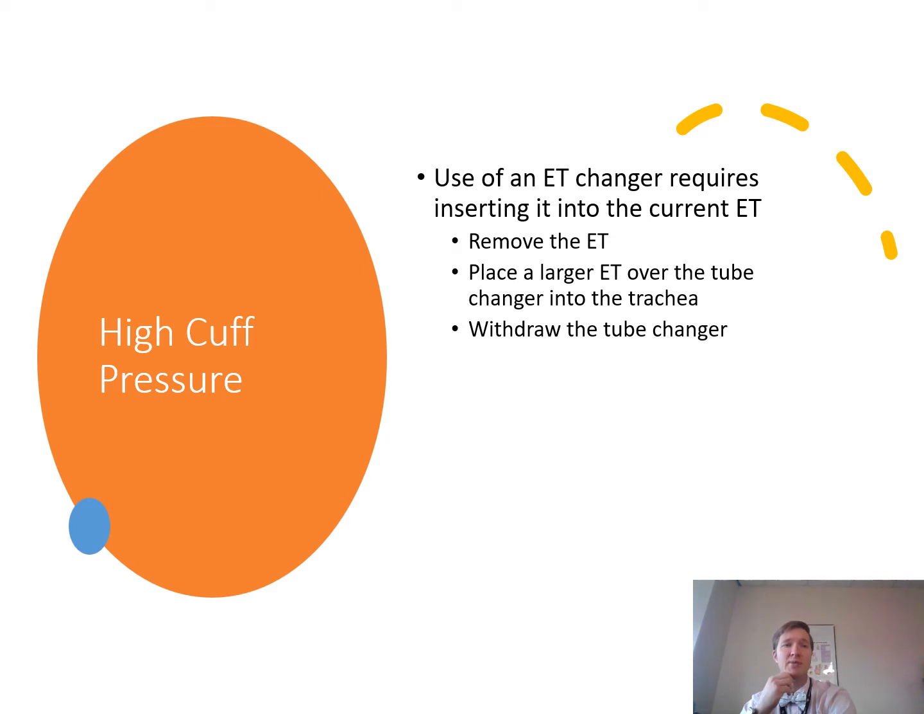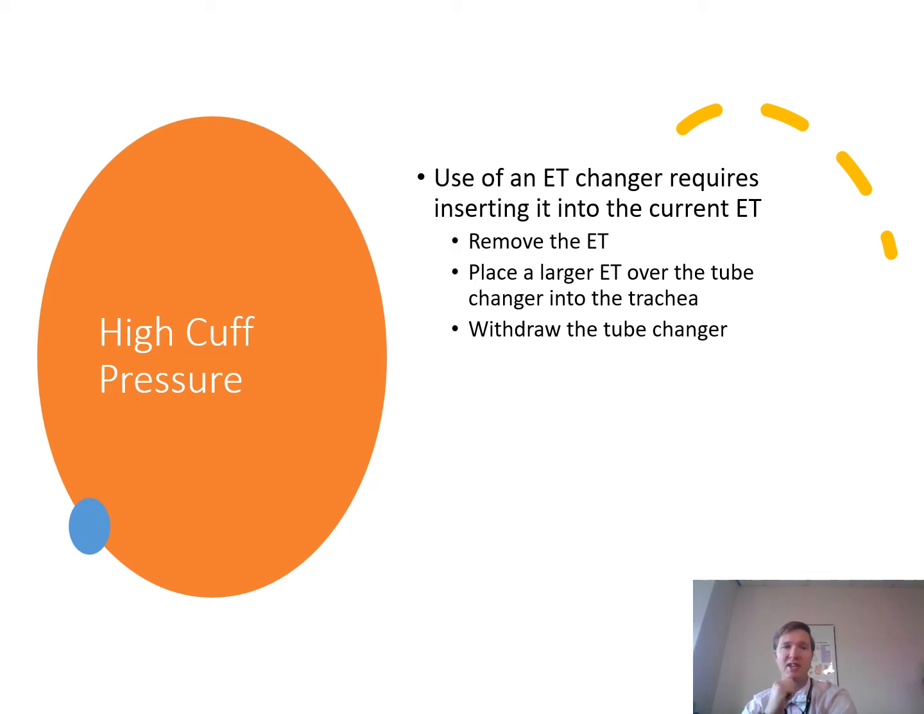So the ET tube could also be too small for the patient. If someone uses a 6.0 for a person that's 6.5 feet tall, that's obviously a very small tube for a very big person, right? So it's going to take a large volume to acquire a seal on their trachea.